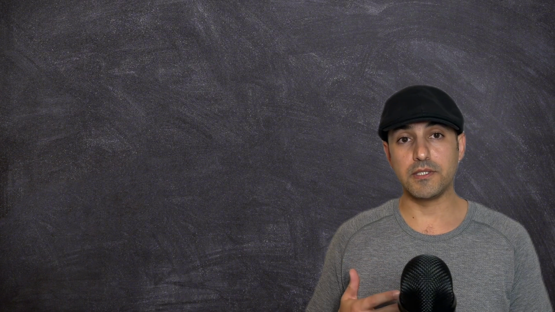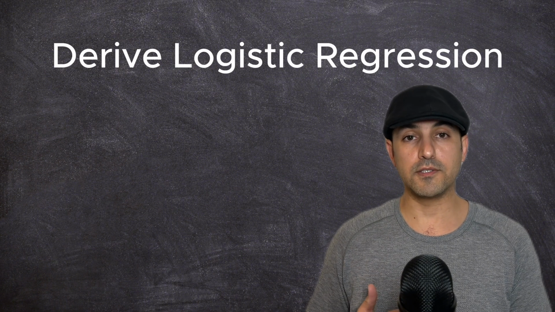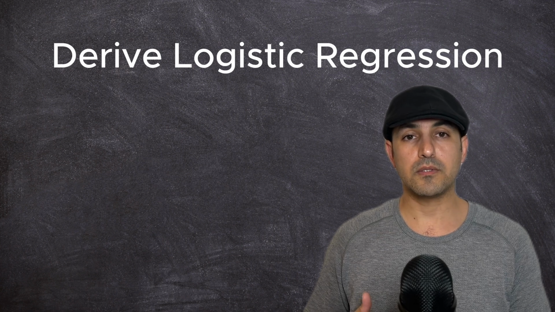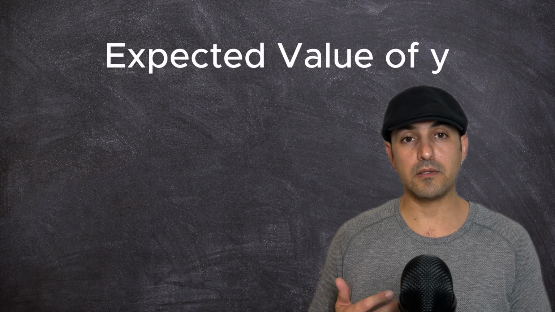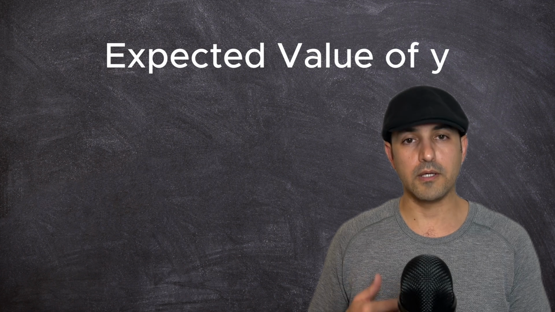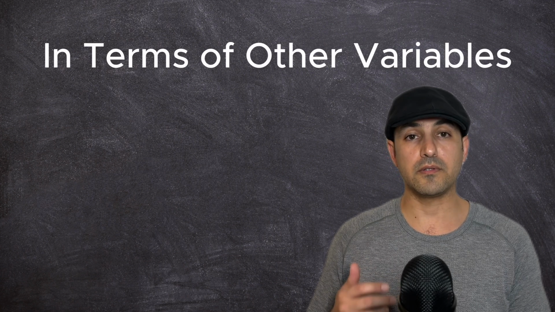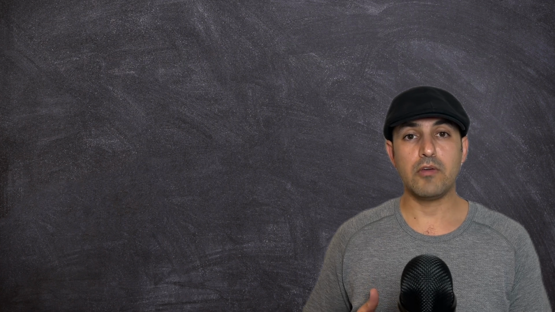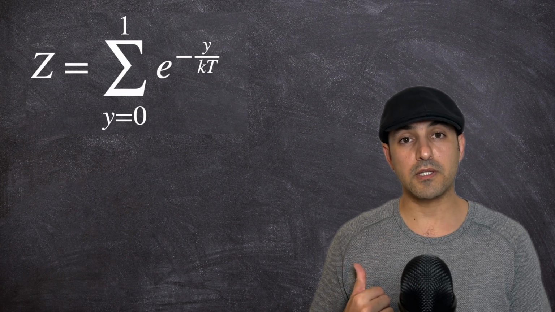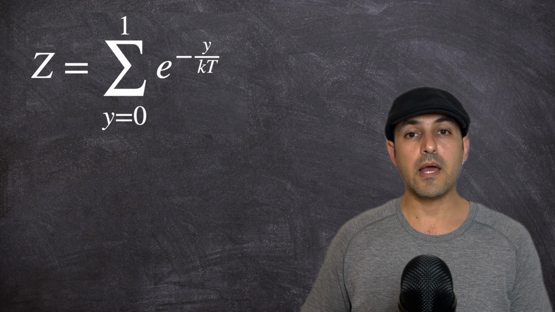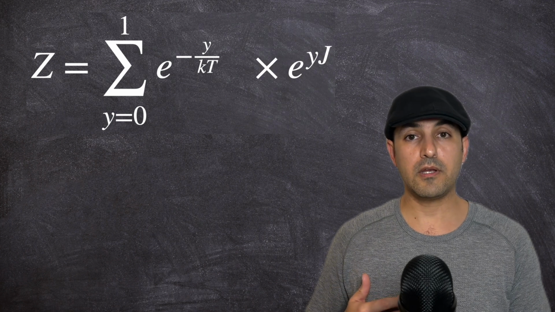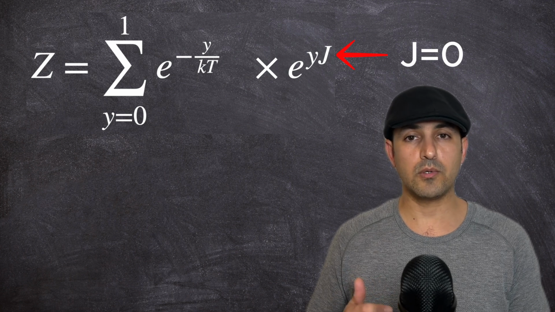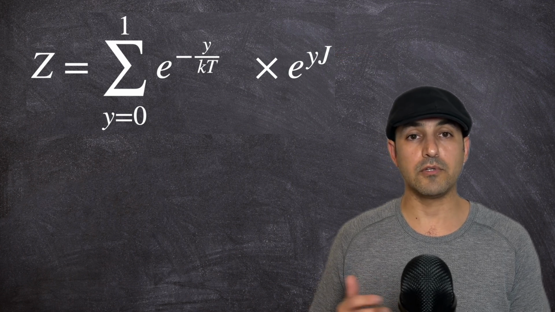Now let's switch the gear and extract the model of logistic regression from the probability distribution. That means we want to express the expected value of the variable y, the energy state, in terms of the rest of the columns. To calculate the mean of y, we have to get back to the partition function that we computed earlier and add an auxiliary variable j to its argument. We will set j equal to 0 after whatever calculation we do.